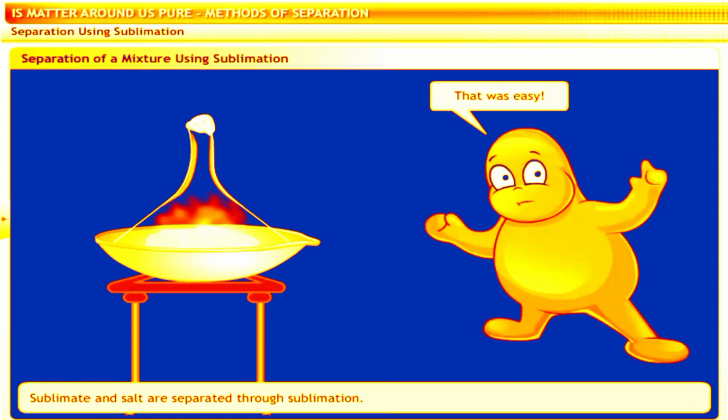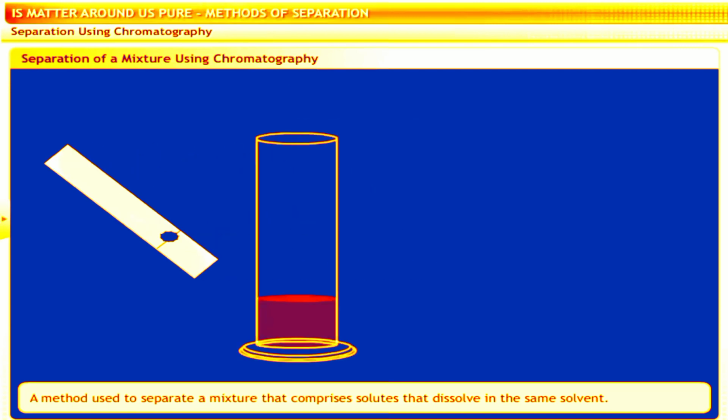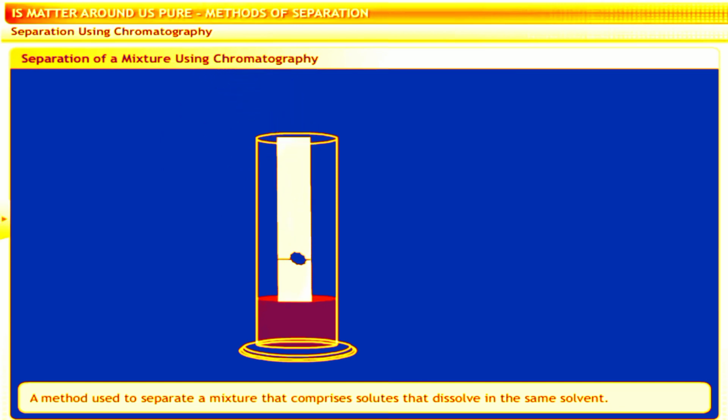That was easy. First, take a thin, long strip of filter paper. Use a pencil to draw a line on it, about 3 centimeters above the lower edge. Then, put a small drop of black ink on the filter paper in the center of the line and allow it to dry. Finally, lower the filter paper into a jar containing water so that the drop of ink on the paper is just above the water level.